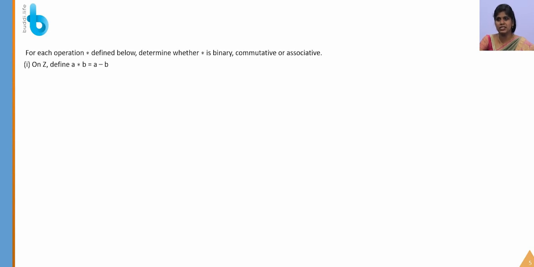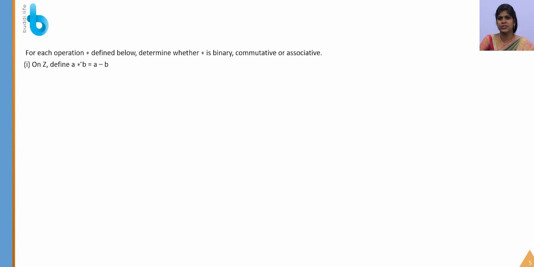For each operation star defined below, determine whether star is binary, commutative or associative. First of all, we should check whether it is a binary operation. On Z, define A star B equal to A minus B. First of all, you should see whether the binary operation star is defined.